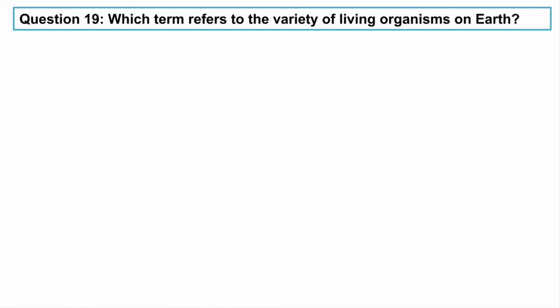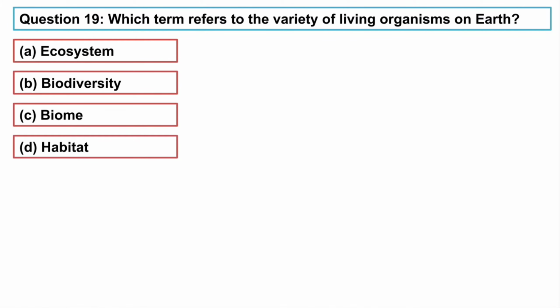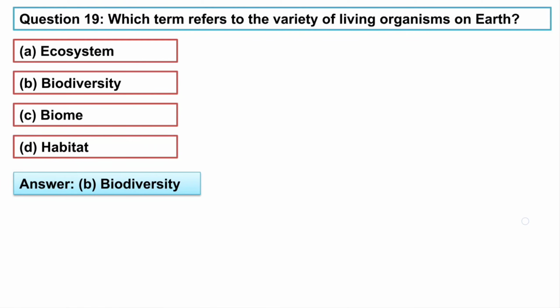Next, which term refers to the variety of living organisms on earth? Let us see: ecosystem, biodiversity, biome, or habitat. So what will be the correct option? The correct option is biodiversity.